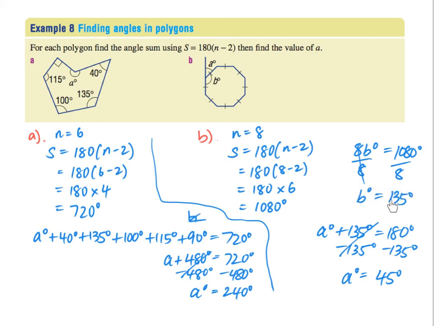Once finding a value for B, we can then go and find a value for A because we have supplementary angles going on here, which gives us a value of 45 degrees for A at the end after building an equation and solving it.